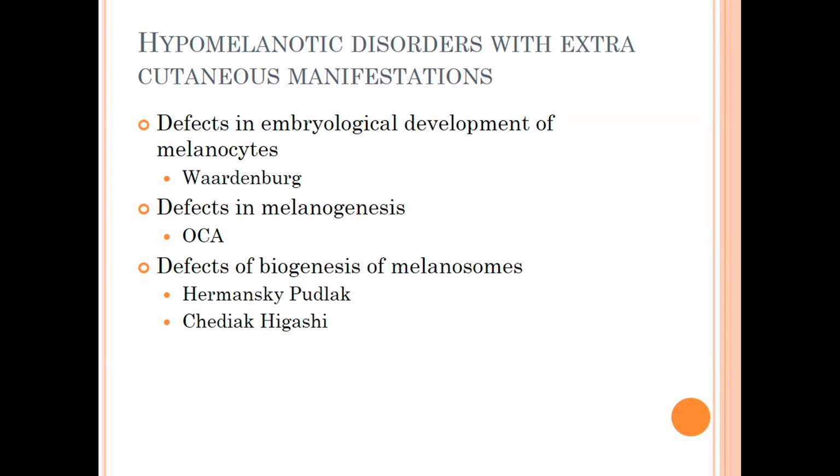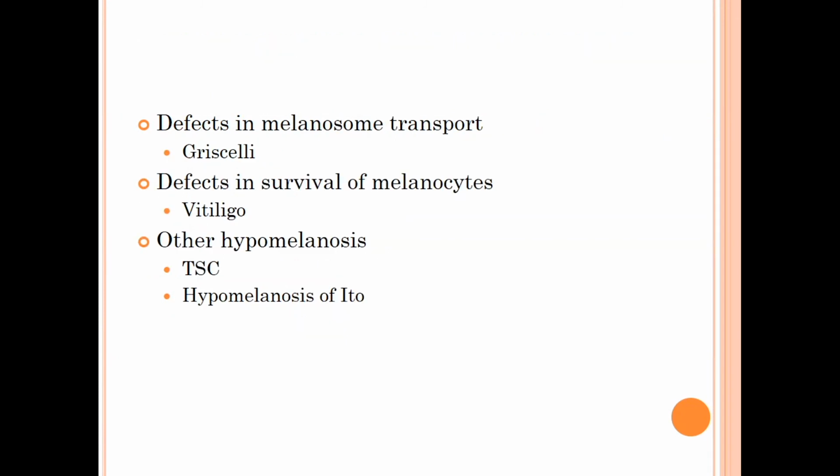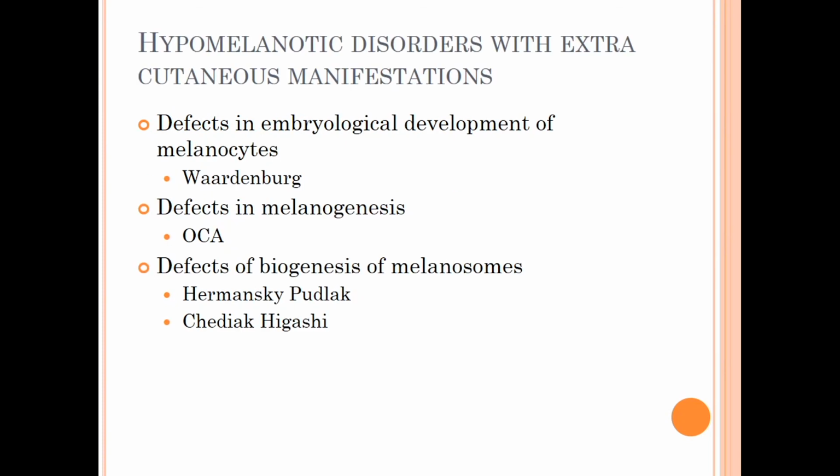Then we'll move on to the various types of hypomelanotic disorders with extracutaneous manifestations. I have listed them according to the site of the defect. First, the defects in the embryological development and migration of the melanocytes. As I mentioned earlier, the defects can be related to PAX3, SOX10, and endothelin receptors. One of the well-known diseases is Waardenburg syndrome. Defects in melanogenesis, starting from tyrosine to the production of melanin, give rise to oculocutaneous albinism.